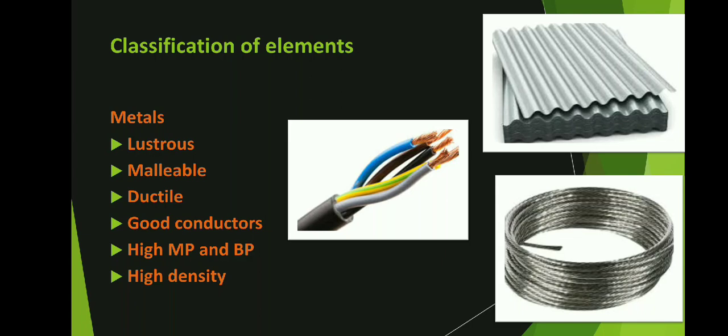Metals have high melting point and high boiling point. इनको melt करने के लिए we have to heat it to a very high temperature. Metals have high density. So this is all about metals. Some examples of metal are given: silver, gold, platinum, zinc, tin, sodium, calcium, iron, magnesium.